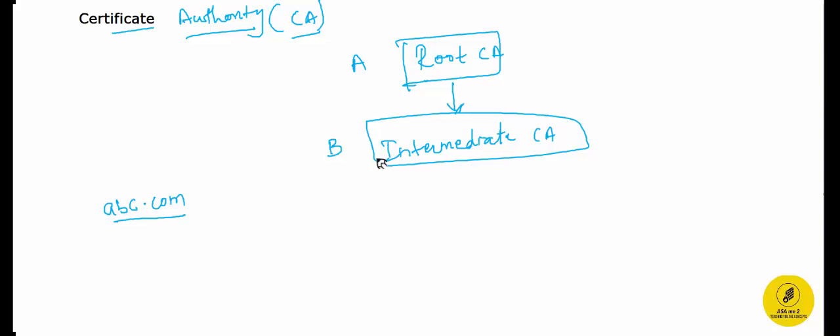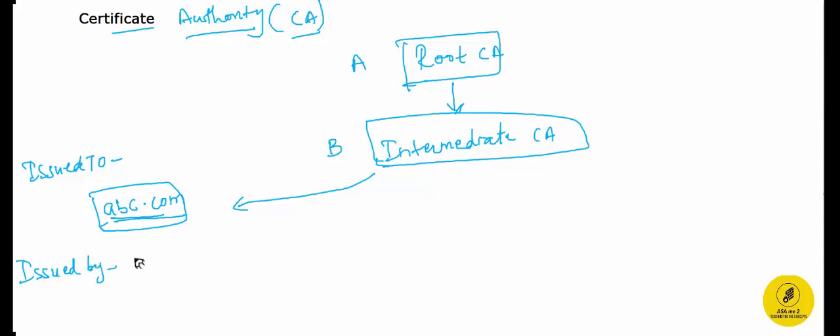The intermediate CA, because it has been given delegation from the root CA that it can issue the certificate, signed that CSR request that came for abc.com and issued a certificate. So this certificate that was given to abc.com will have an issued to field. It will be issued to abc.com, and then issued by. There it will have the name of the server who issued that certificate or who signed that certificate. So that is B in this case.